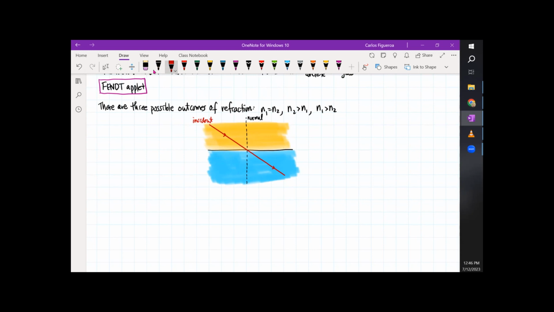If there is no bending of the ray, the only way this could be true here is if N1 is equal to N2. You know what? I shouldn't have done that in blue. I should keep the same color. Uh-oh, I'm going to mess up here. So what I'm going to do is this. This is the line that says that there's no refraction.